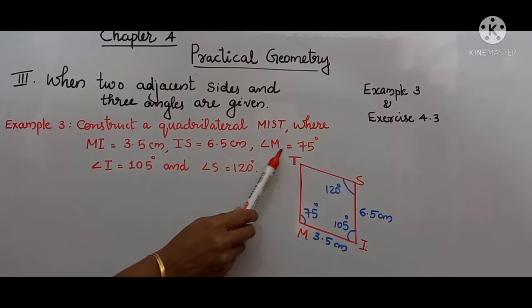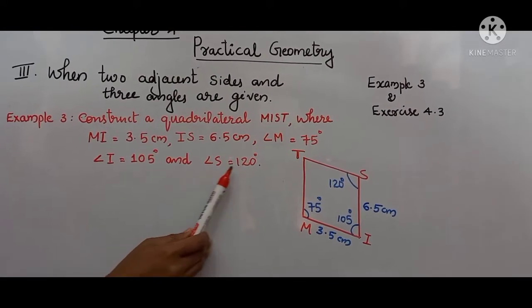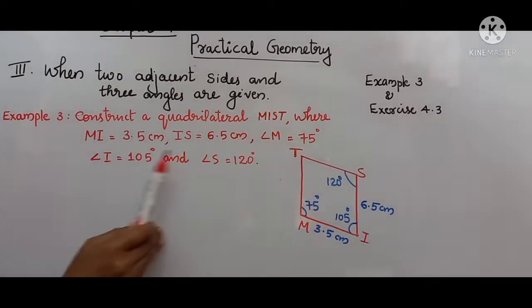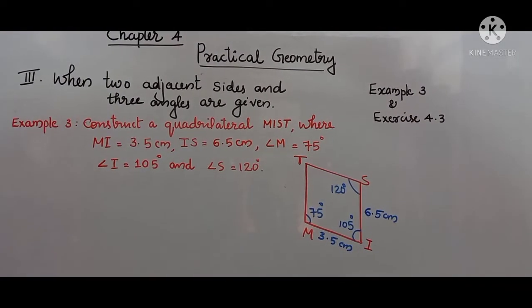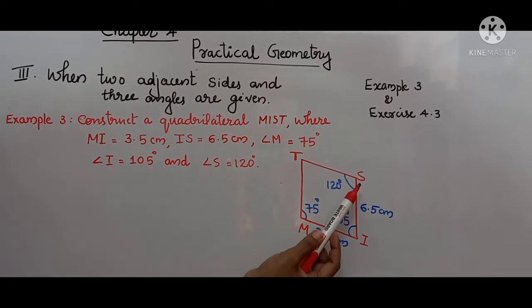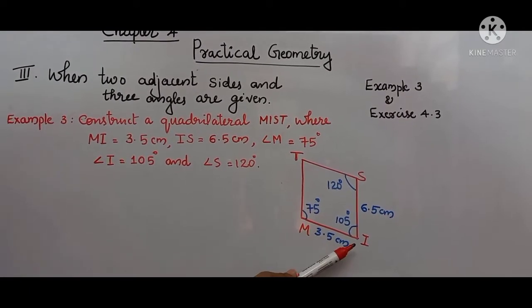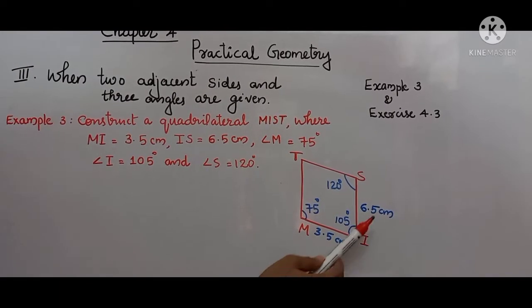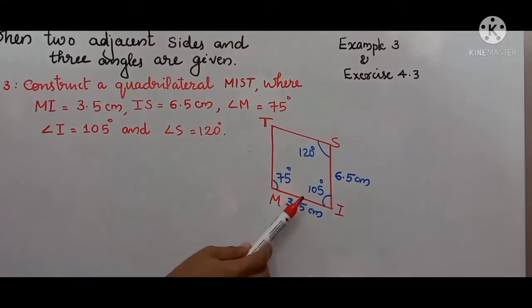Now this problem: construct a quadrilateral MIST where MI is equal to 3.5 centimeter, IS is equal to 6.5 centimeter, angle M is equal to 75 degree, angle I is equal to 105 degree, and angle S is equal to 120 degree. Here three angles and two sides are given. So I have drawn one rough sketch of the quadrilateral here. The measurements are also given here, MI 3.5, IS 6.5, and the three angles are also written here.